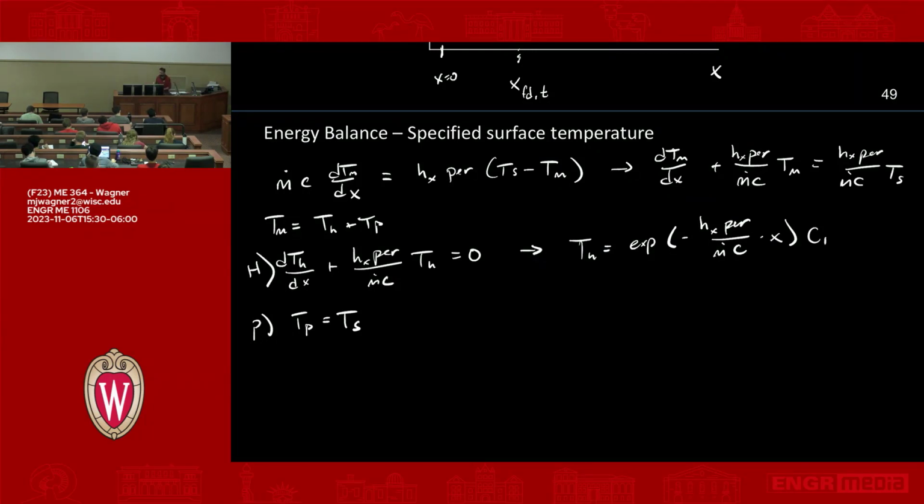Then we combine these two solutions, and I could just rewrite that all over: Tm equals exponential of minus h_x perimeter over m dot c times x, times C1, plus Ts. So that's our combined solution in general form.